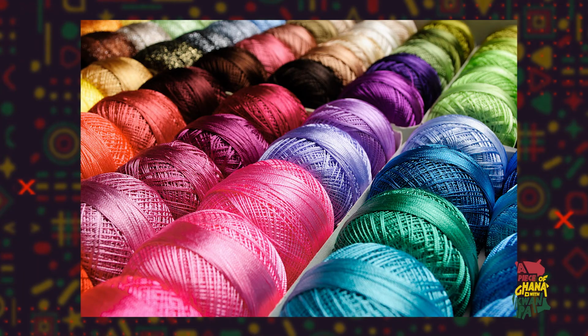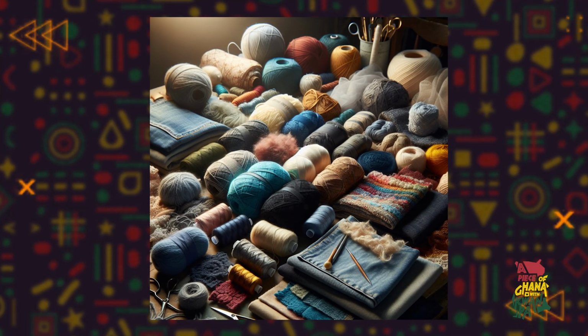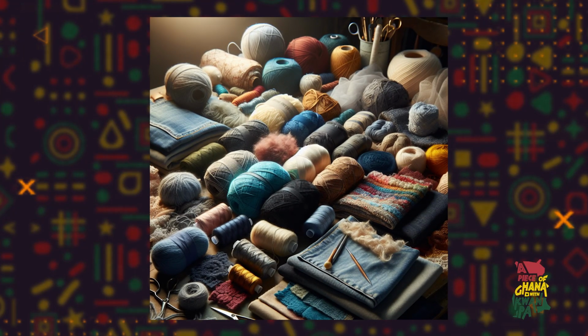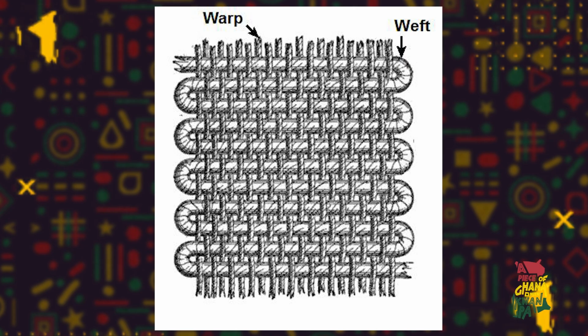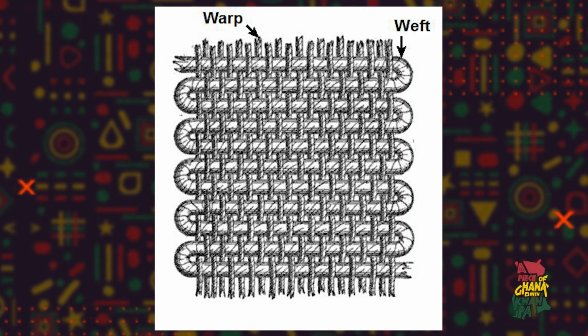Every woven fabric is made up of yarns or the strings or the thread that is used to weave the cloth. When it comes to cloth weaving, we have what we call the warp, and then we have the weft. The warp is usually the vertical strands, and the weft is the horizontal strands that go in and out of the warp to create the design.